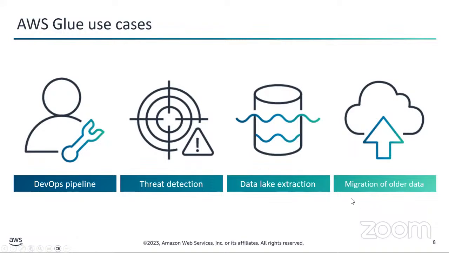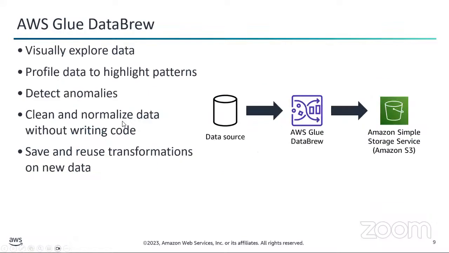CDs and all that. So we can migrate that older data into the cloud. Okay, so for that one, also the AWS Glue is a good service. All right, then they have this called Data Brew. It's a service within the AWS Glue. You can visually explore the data.